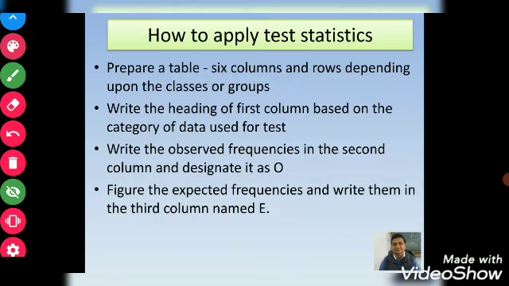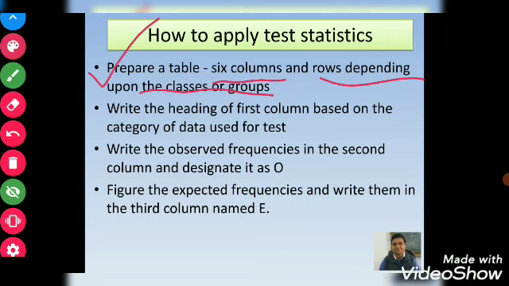So what are the steps? How do we apply the test statistic in reality? When you get the question, what do you have to do? First, you have to prepare a table. You have to prepare a 6-column table, and I will show you a sample of the table. The rows will depend on the classes. If you have 2 classes, you form 2 rows. If you have 3 classes, you form 3 rows.